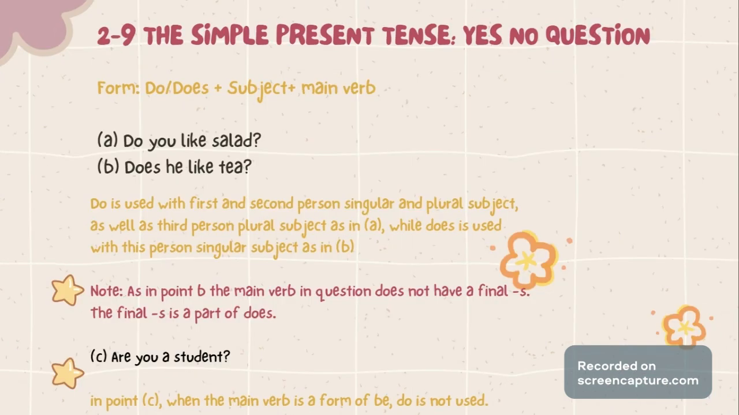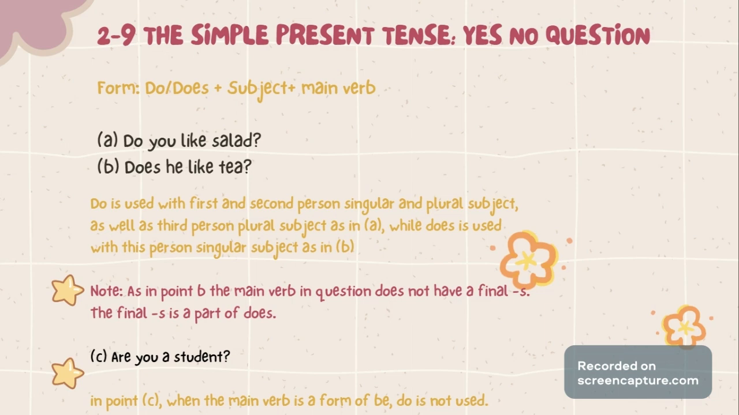Next, the simple present tense yes/no question. The form is does or do, subject, and main verb. Example, do you like salad? Does he like tea? Do is used with first and second person singular and plural subjects, as well as third person plural subjects, as in A, while does is used with third person singular subjects, as in B.